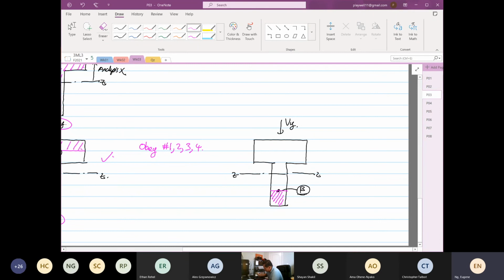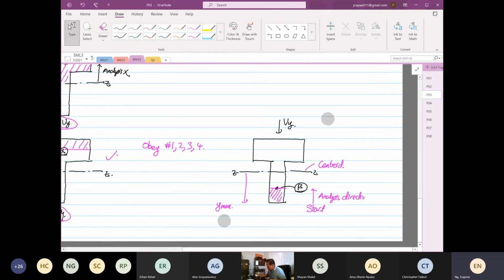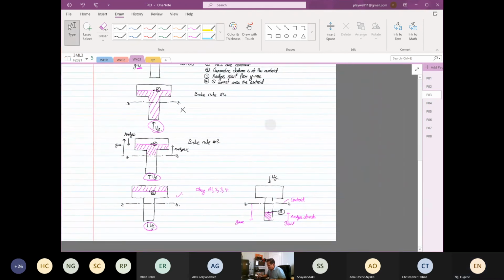Why? Because over here, the analysis will start from here and go over here. So this is the analysis direction. The distance from here to here is your y max. We obey the rules. We did not cross over the centroid. We did not intersect the centroid. Now, this is critical.